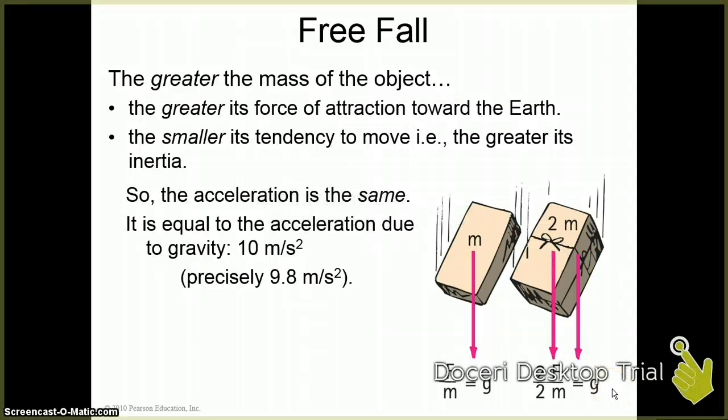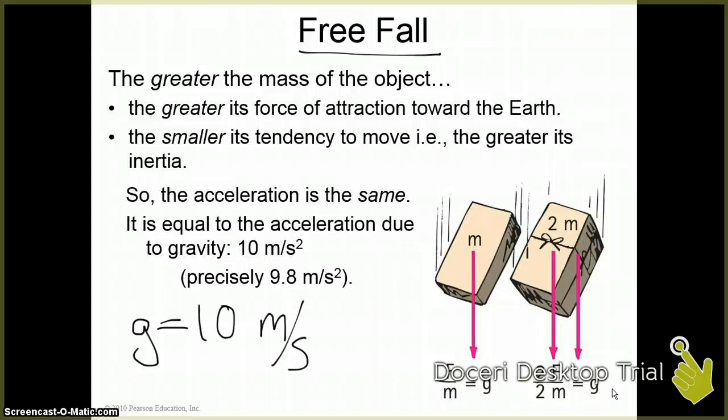What is g equal to? We're talking about free fall, and in free fall, remember, free fall is falling under the influence of gravity alone. In free fall, acceleration we call g. It equals 10 meters per second squared. You see it right there. Technically, a more exact number would be 9.8 meters per second squared.